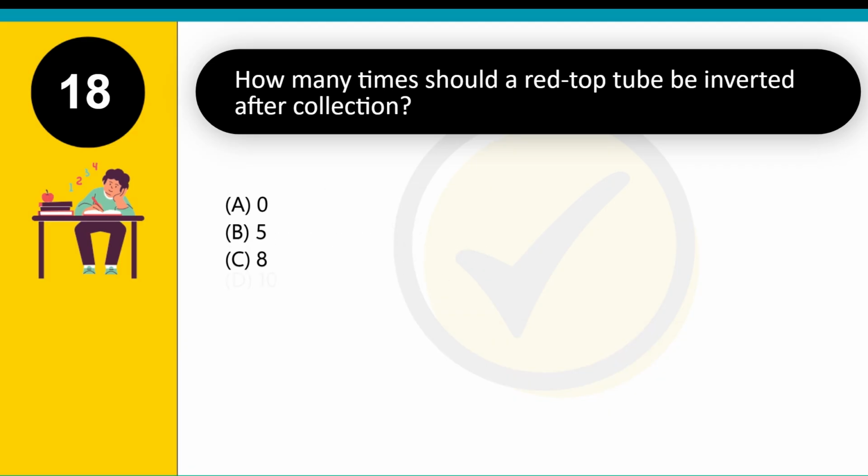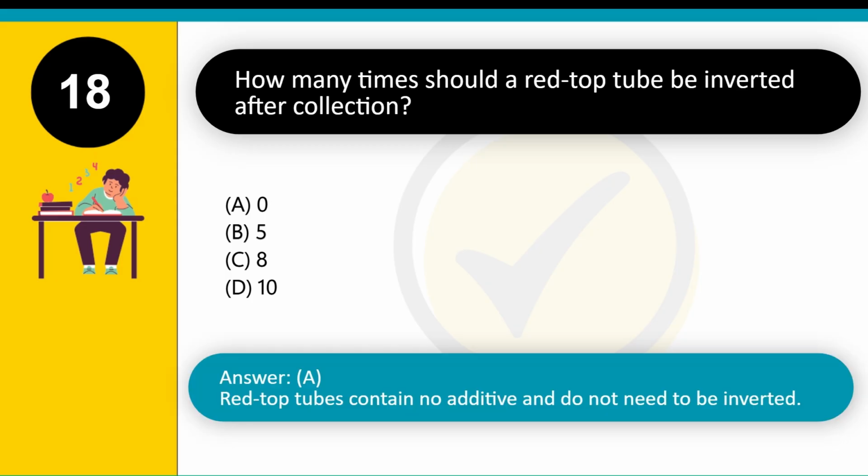How many times should a red top tube be inverted after collection? A. 0. B. 5. C. 8. D. 10. Answer A. Red top tubes contain no additive and do not need to be inverted.